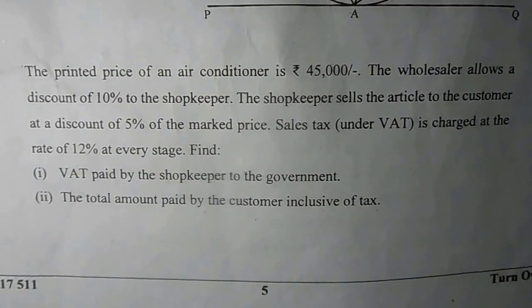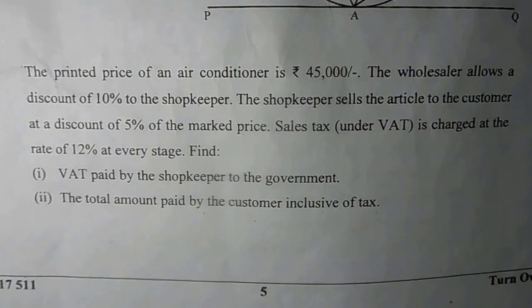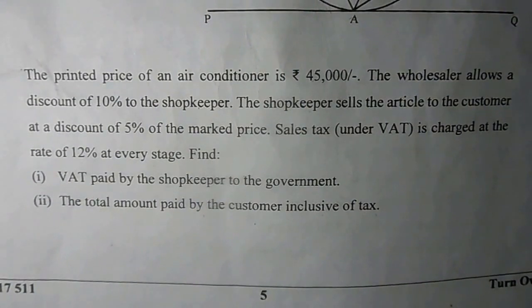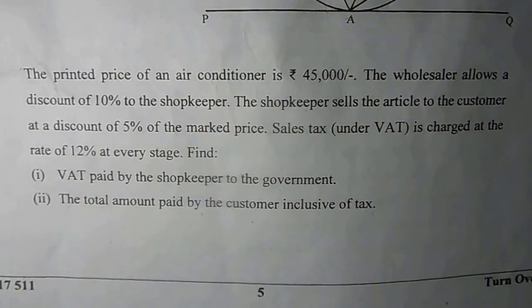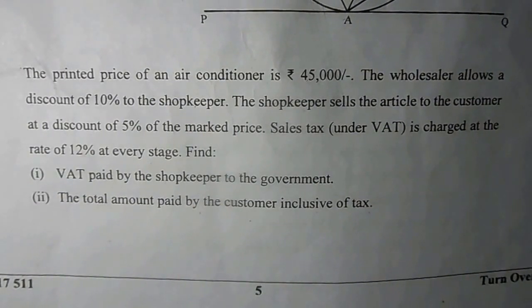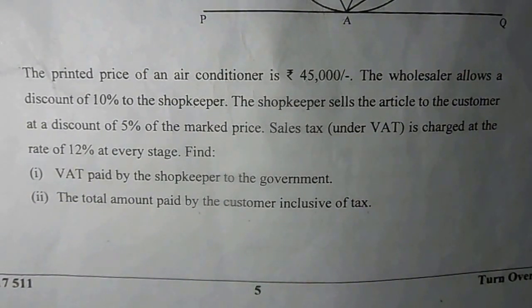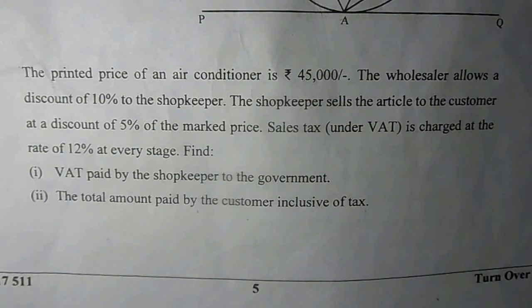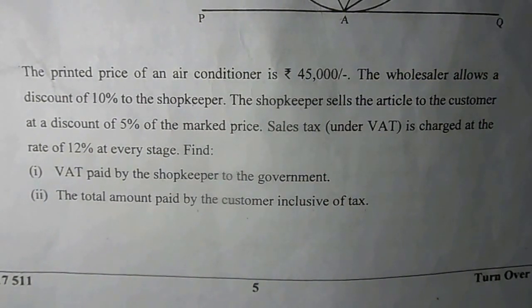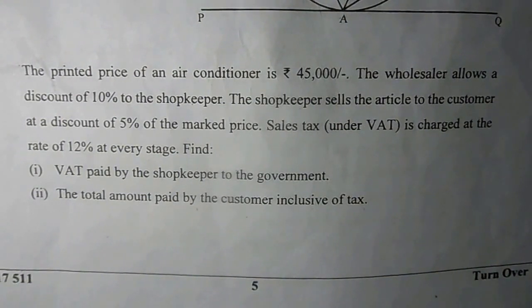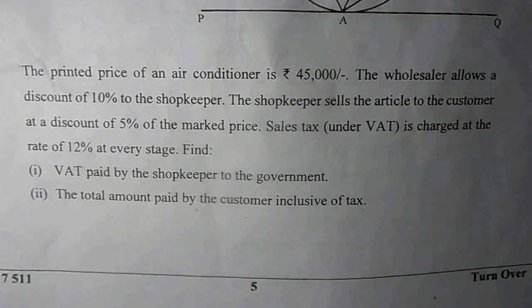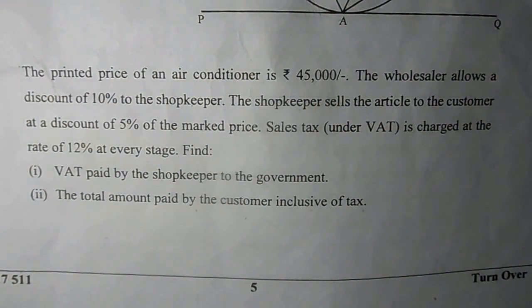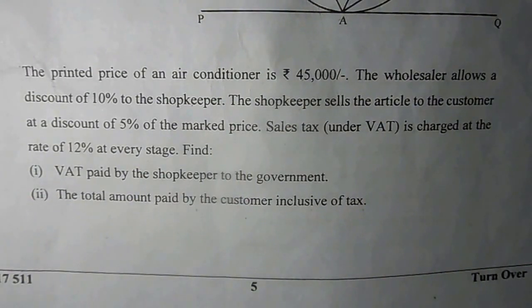Question number 8C. Now after two long questions, we have a short question over here. The printed price of an air conditioner is rupees 45,000. The wholesaler allows a discount of 10% to the shopkeeper. The shopkeeper sells the article to the customer at a discount of 5% of the marked price. Sales tax under VAT is charged at the rate of 12% at every stage. Find number 1, VAT paid by the shopkeeper to the government. Number 2, the total amount paid by the customer inclusive of tax.